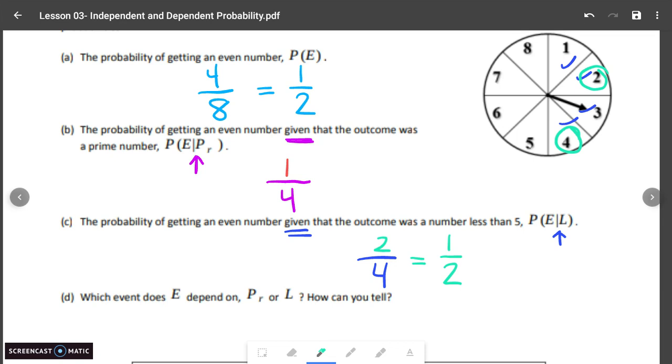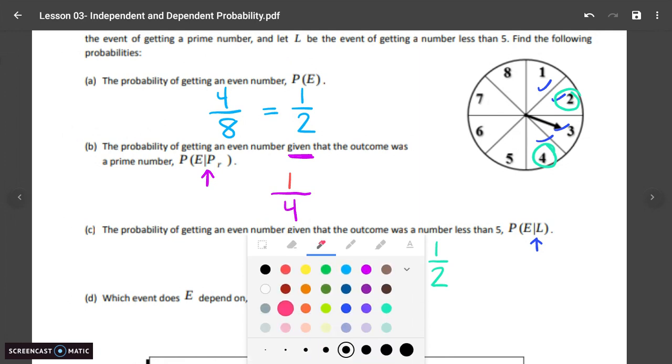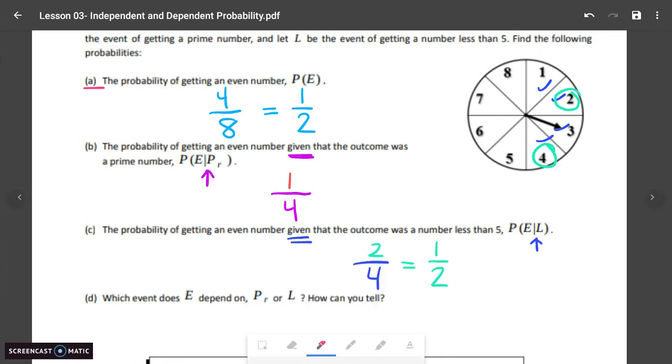So that being said, when I look at D here, which event does E depend on? Prime or less than 5? And how can you tell? So in this case, when I'm looking here, my probability of getting an even number was 1/2, because there was 8 total, half of them were even.